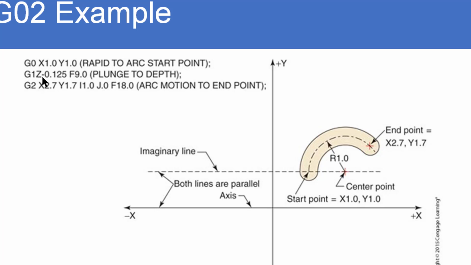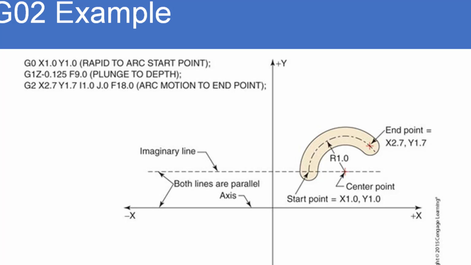I am now going to plunge to depth. So I go G01, Z minus 0.125 at a feed rate of 9. Now my tool is cutting. And now I want to do an arc. My arc starts from where my current tool position is, where my cursor is flashing. And I tell it the finish point, X 2.7, Y 1.7. You come over here and you can see that.